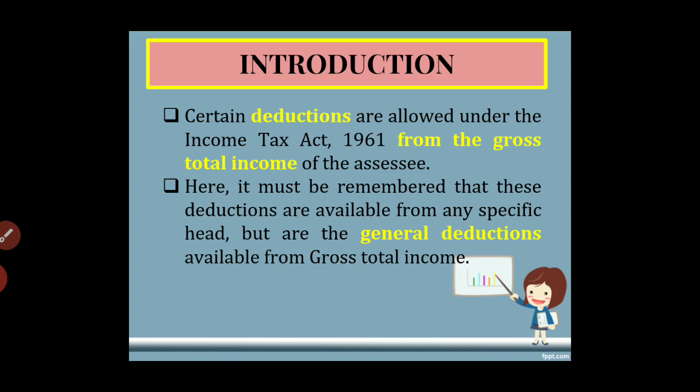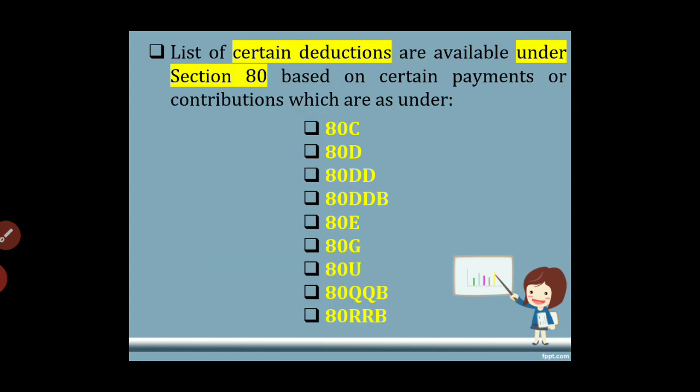As you know, how many heads of income are there? 5 heads of income. So, such deductions are not available under any specific head of income, but these are the general deductions which any assessee can avail from the gross total income. Now students, these are the list of deductions which you need to learn as per the syllabus.